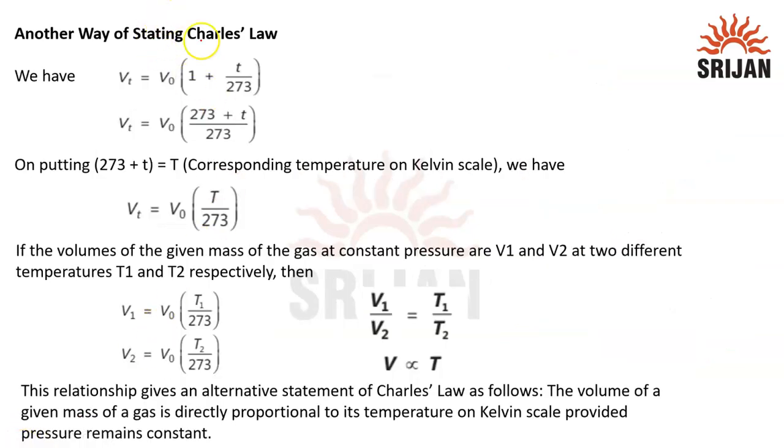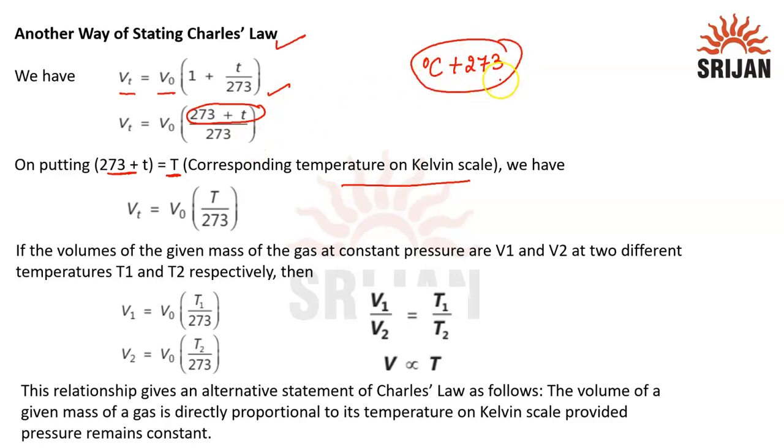Now let's see another way of stating Charles' law. We know Vt is equal to V naught (1 plus t by 273). If we put 273 plus t as T, which is the temperature on the Kelvin scale, because to convert degrees Celsius to Kelvin we have to add 273, then 273 plus t will be capital T, which is in Kelvin. So we can say Vt is V naught into T by 273.